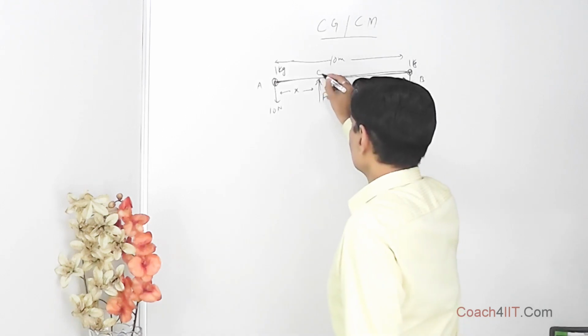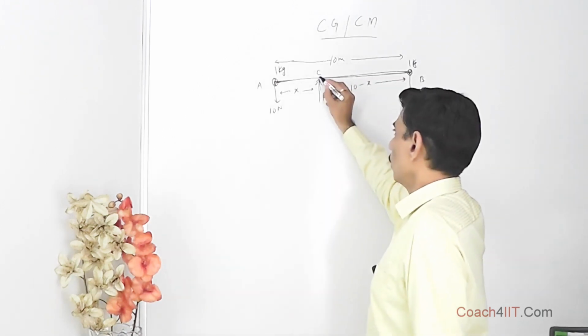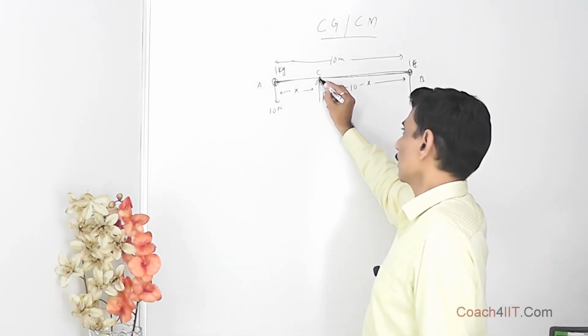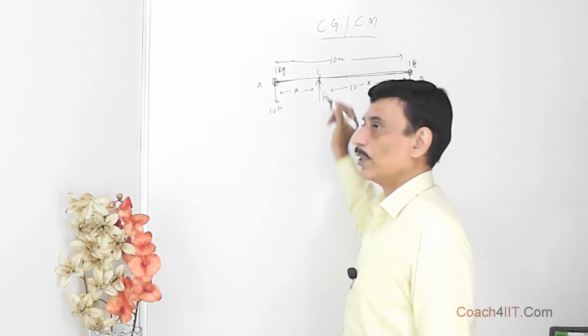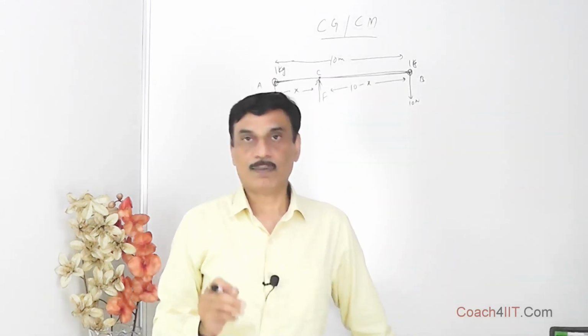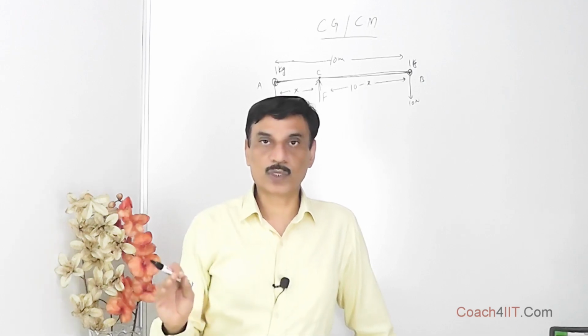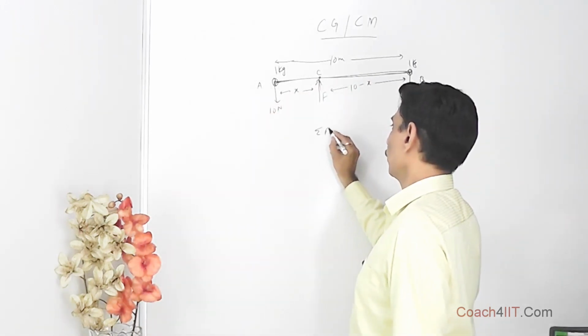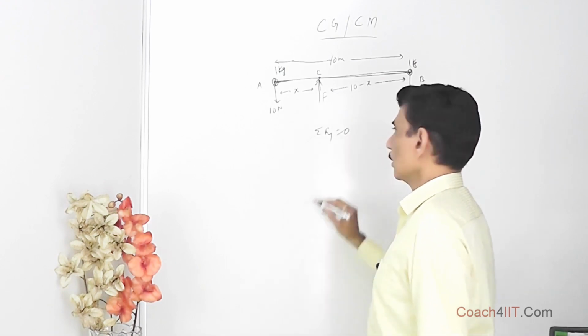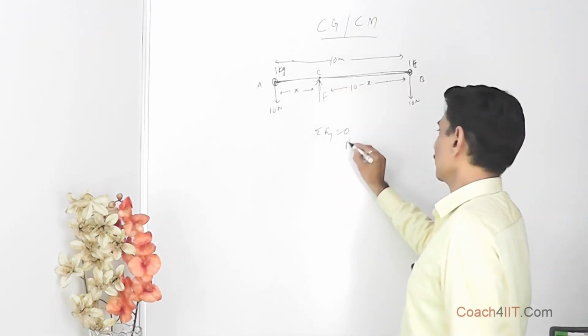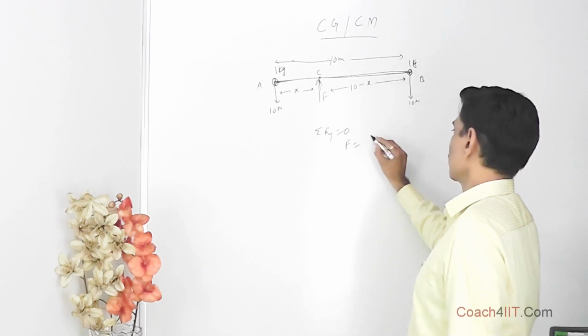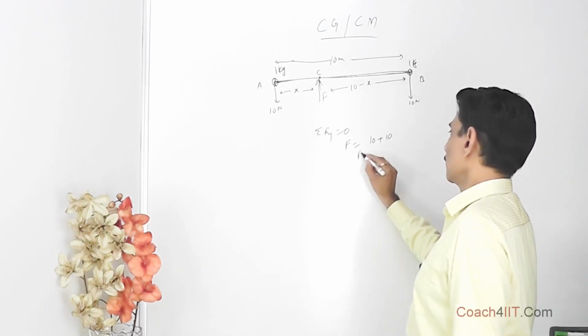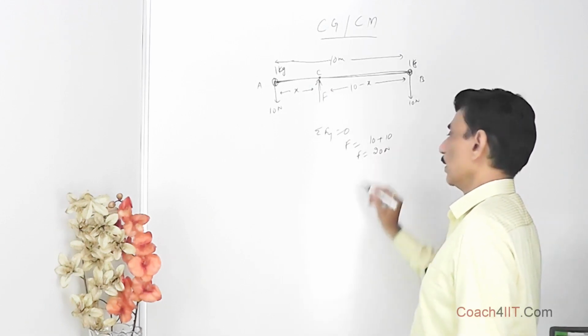If we take this point as C, the center of gravity, where we can balance the whole body, about which there is no translation and no rotation, it means that the net force along the y-axis should be equal to 0. The upward force F should be equal to the downward forces, 10 plus 10. So this F should be equal to 20 Newton. That is the first condition.